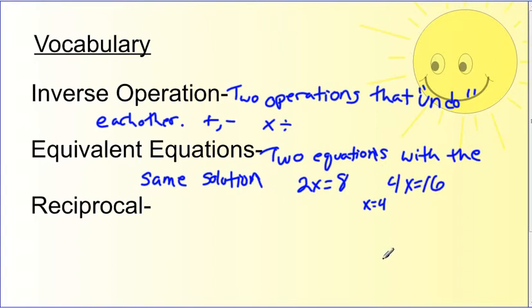Okay? And the last vocab word is reciprocal. Now this is a throwback from back in the day when we did fractions. Think about when you're multiplying and dividing fractions. One of the words that came up was a reciprocal. And the reciprocal of a fraction is when you take a fraction and you flip it upside down. So I'm going to call this the upside down version of the fraction.